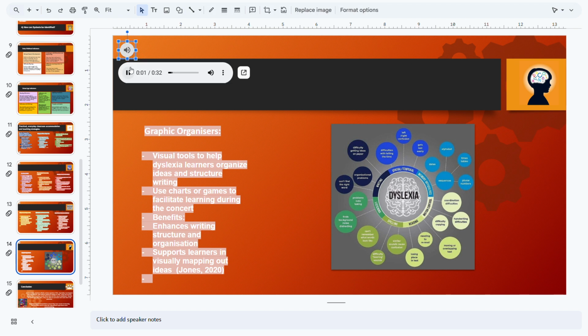Graphic organizers. Even though these are used in many classes, consider how useful they can be for a dyslexic learner. Having concrete visual tools, with charts or games, will help the learner to organize ideas and be able to do structured writing. The benefits are that their writing skills will be more organized, and it supports these learners in good mapping skills and game ideas.